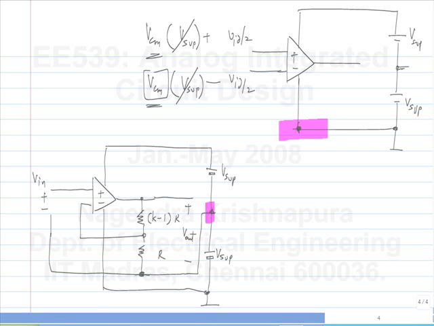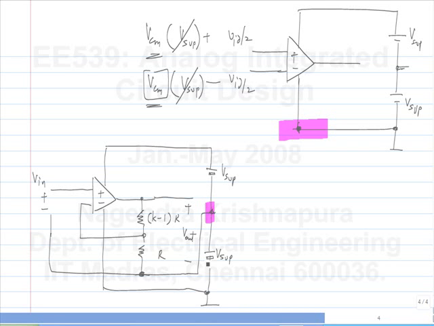What are the problems you see here? Which node is not available? That's it. So V0 is not with respect to ground. So you will have to subtract the bias. And also Vin, typically it is driven from another circuit. It's not a floating voltage source that you can connect anywhere. So Vin is also available with respect to ground.